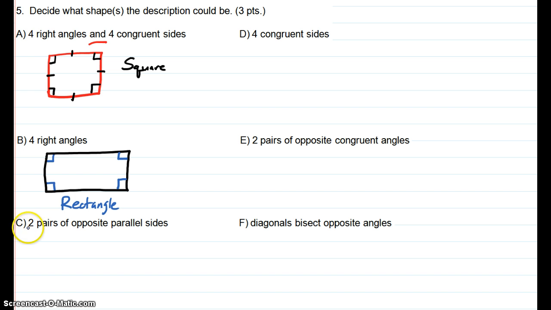So now C, 2 pairs of opposite parallel sides. So I'm going to have 2 sides that are 2 pairs of opposite parallel sides. So the opposite sides have to be parallel. I don't know anything about the side lengths. I don't know anything about the angles. So the only thing I know is that the opposite sides are parallel. This is a parallelogram.